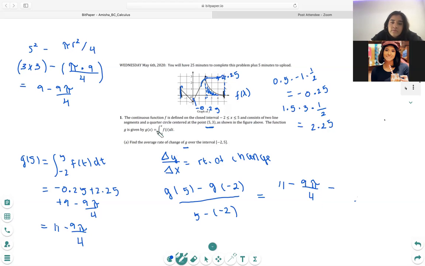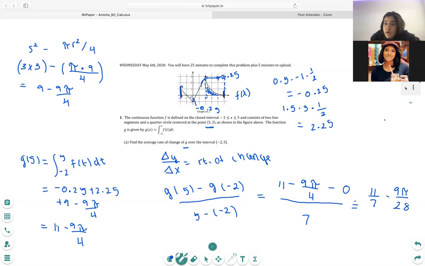So g of -2 is the integral of f of t from -2 to -2, which is 0 because they cancel out. So we'll get minus 0 divided by 7. So here, if we solve this out, we'll get 11/7 minus 9 pi over 28. That is the average rate of change of g on this interval.